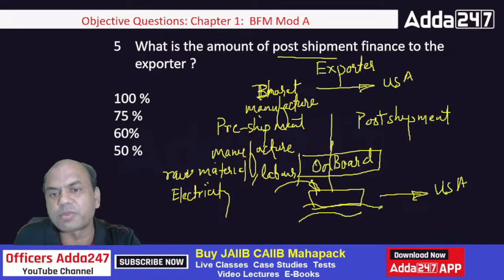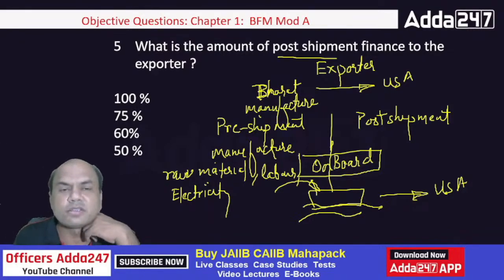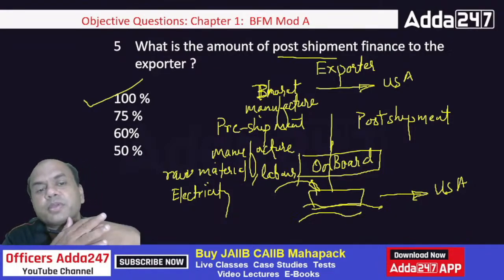So this post shipment finance is always given how much percentage? 100, 75, 60 or 50? It is always given 100%.